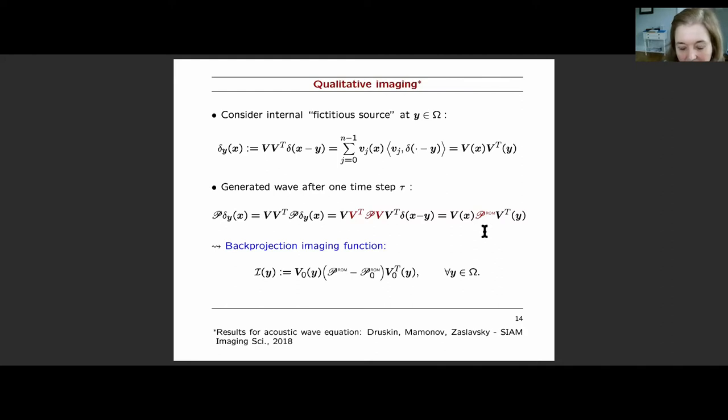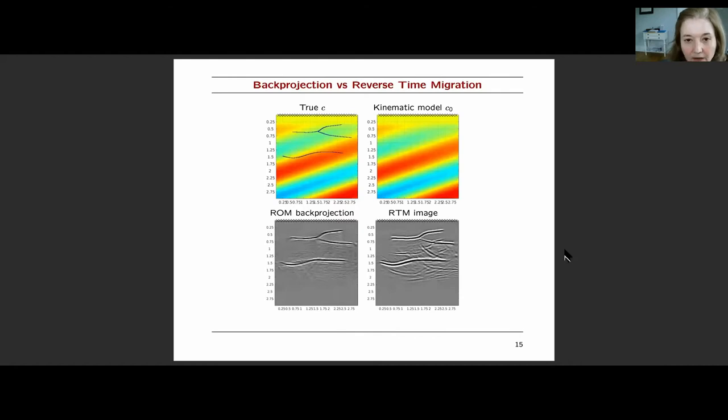And then the whole idea of the back projection imaging function is to take this wave and compare it with the wave you would get in a medium with no reflector, which you know. So I want to subtract what happens in the medium with no reflector. I can't quite compute that because I don't know V, but if I know the kinematics, V is approximately the same as V in the reference medium, which I know. And then I obtain this back projection imaging function, which turns out to be quite efficient, as long as you know the kinematic model.